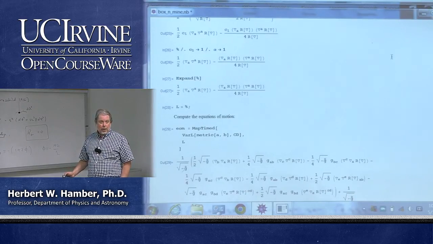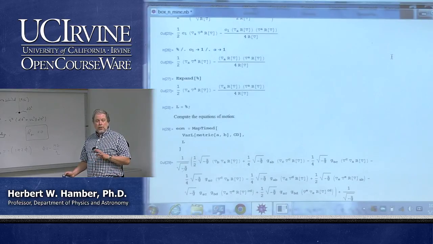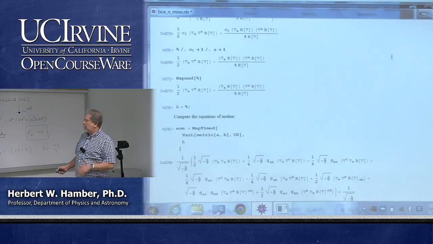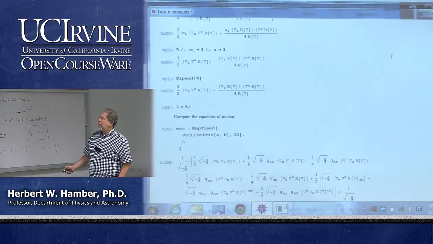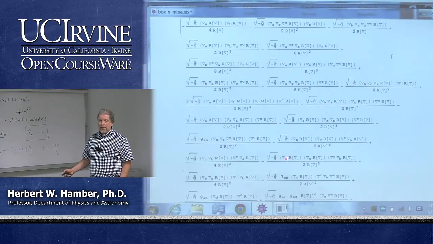As soon as you do the variation, this action is actually simple in structure, but the equations of motion you get are fairly complicated. So you get all sorts of terms. So you get all this rubbish, right? And so that's the equation of motion from the variation.